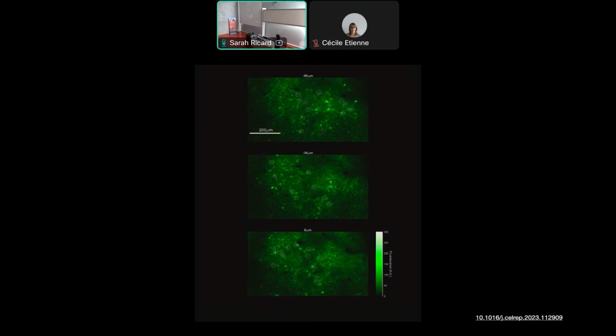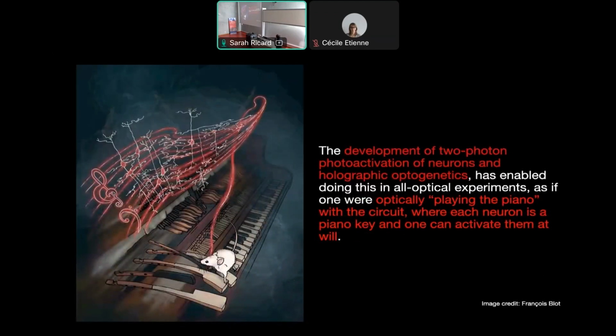So hopefully you can see that when we target them with light, you see a flash of light, and that means that we've activated the neuron. So now we're using light in order to perturb the activity of these neurons. What people say, and it's a very bold claim, is that we can now use these tools to play the piano with the brain. We can basically, at any given moment, activate different neurons at will.